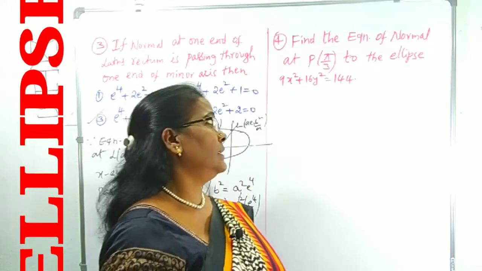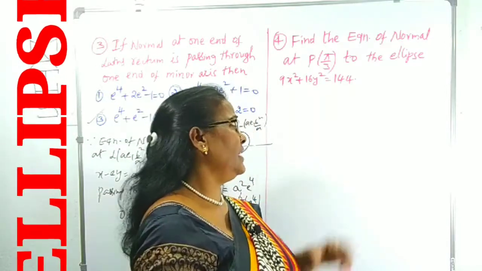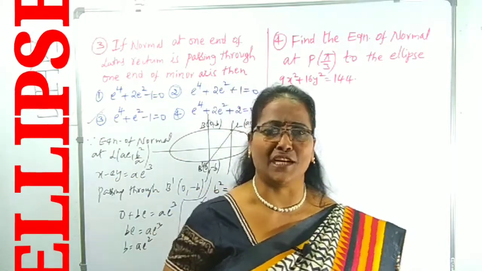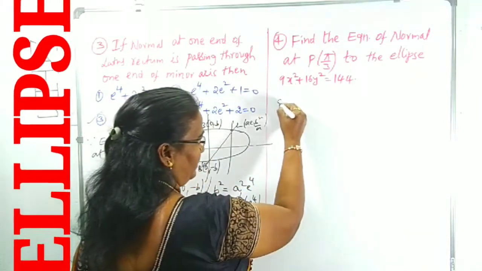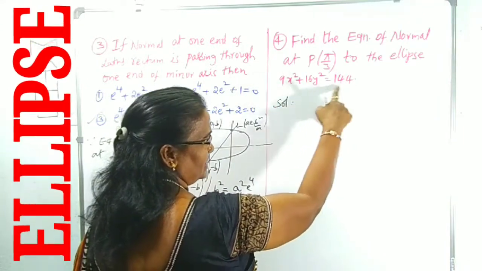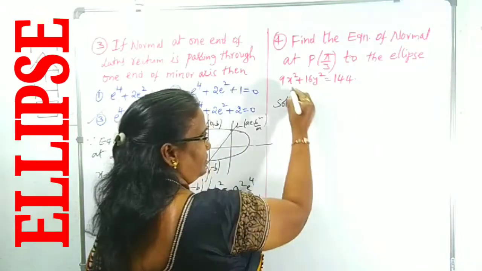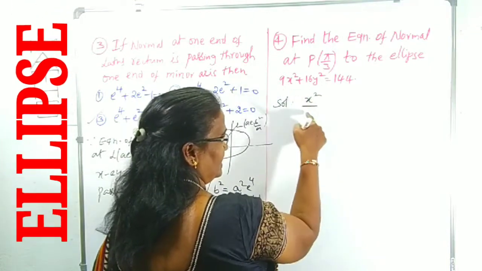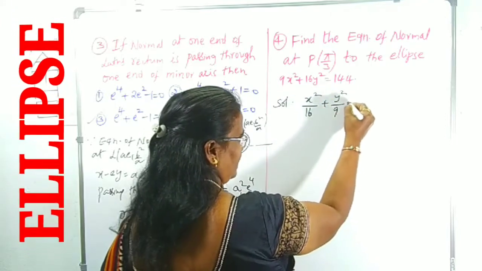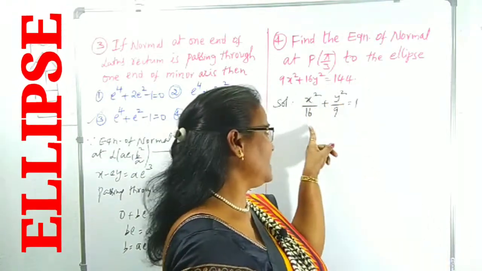What is that? Find the equation of normal at P(pi by 3) to the ellipse. At P(pi by 3) means at theta, he is asking. You know what the normal at theta is. Before using that, we have to write the standard form here. To reduce to the standard form, what do you have to do? Divide on both sides by 144. Therefore x square by 9 gets cancelled, 144 by 16 is 9, plus y square by 16 is equal to 1. Clearly this is the standard equation of an ellipse where a is greater than b.